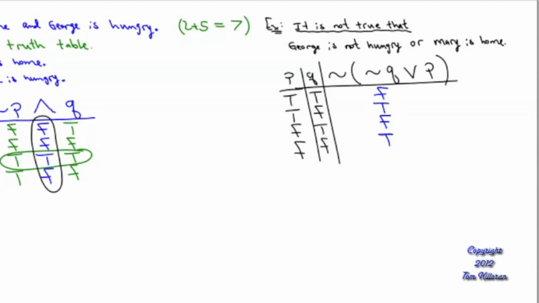Okay. This is tilde Q. Q used to be true, false, true, false. So I'm writing the opposite of it. It becomes false, true, false, true. Becomes the opposite of what it originally was. What's P? True, true, false, false.